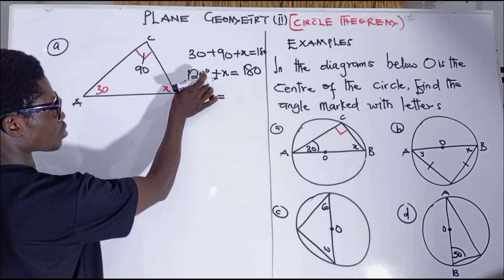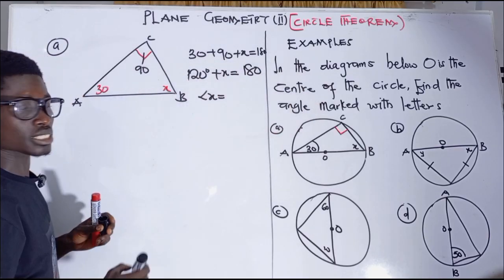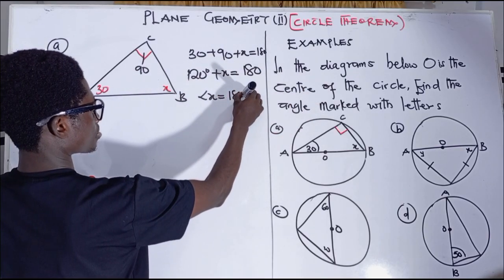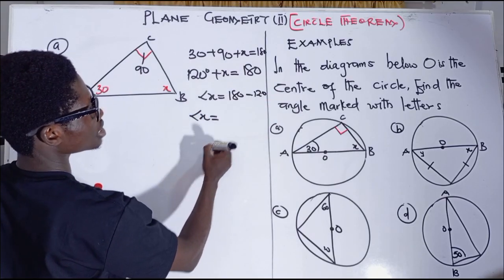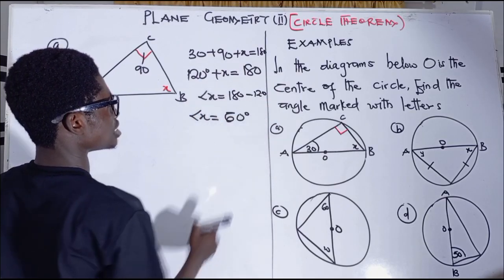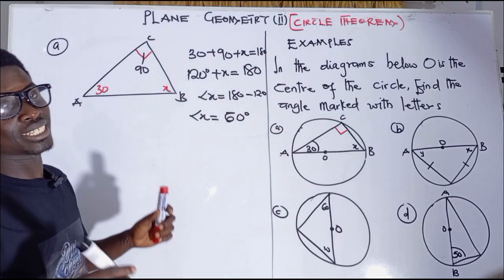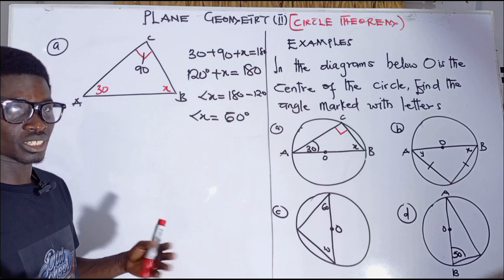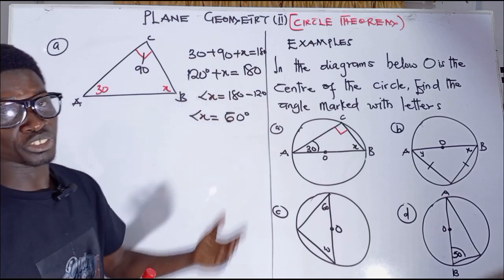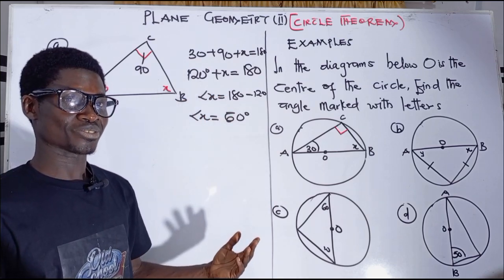So we just have to transpose this to the right hand side. We have our angle X is equal to 60 degrees. Very, very easy and simple. As I said, with circle theory, we don't have to do a whole lot of calculation. All you have to do is to apply the theorems, and then you are good to go.